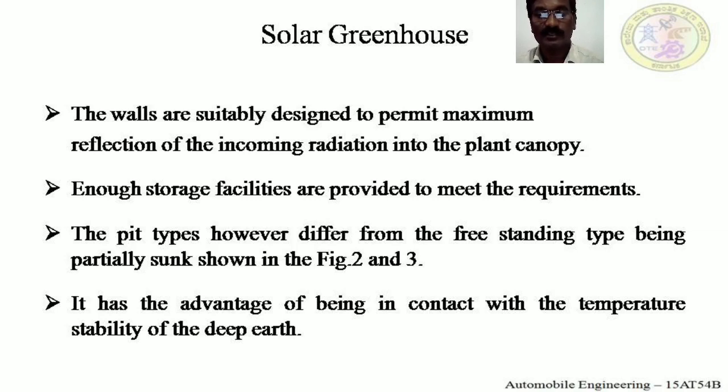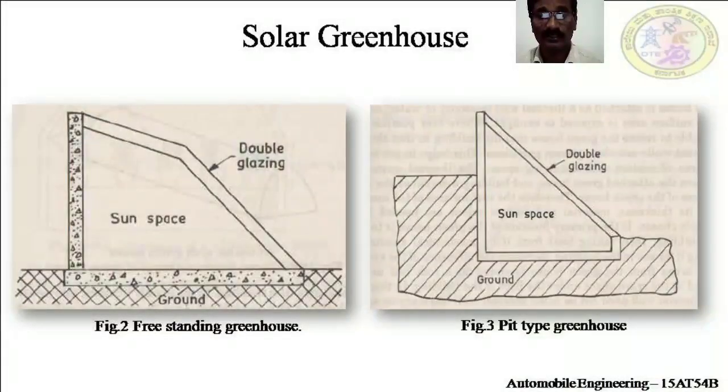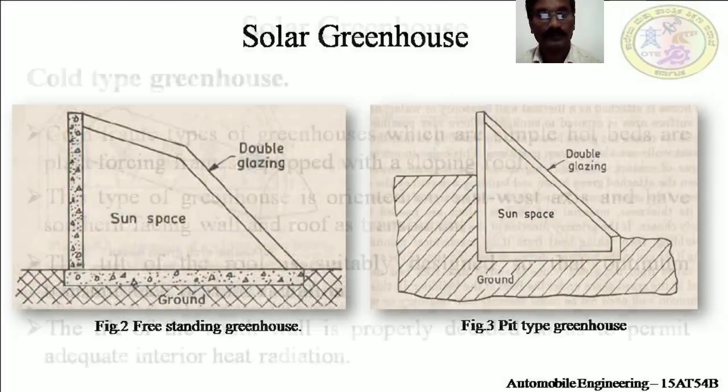It has the advantage of being in contact with the temperature stability of the deep earth, as seen in the diagrams. The first is the freestanding greenhouse, the second is the pit type of greenhouse. The look is the same, but the difference is that the freestanding one is constructed at ground level, whereas the pit type greenhouse is immersed in the ground, as shown in the diagrams. Okay.